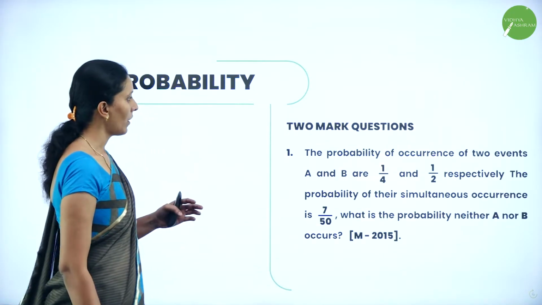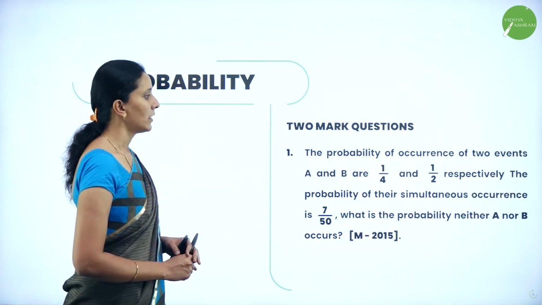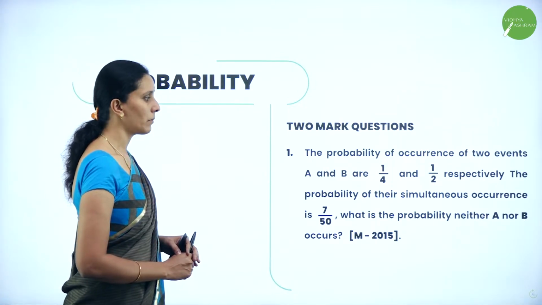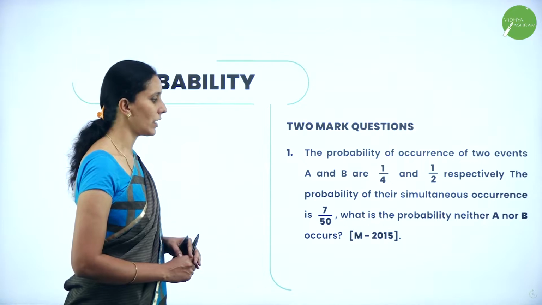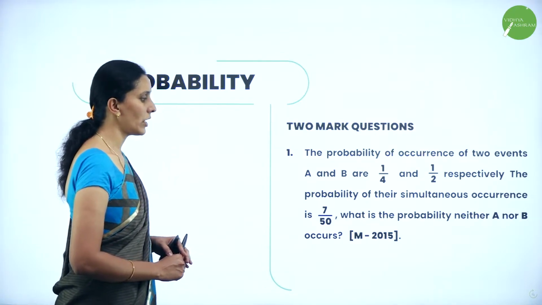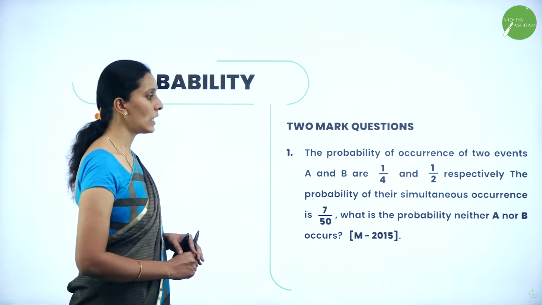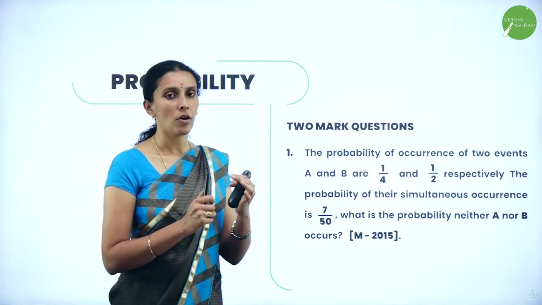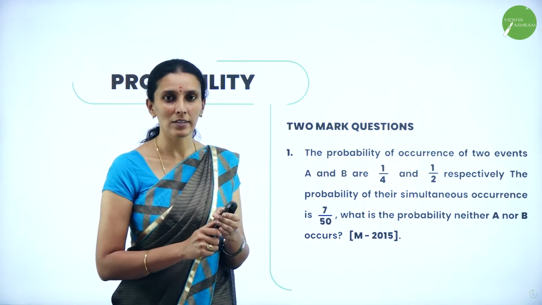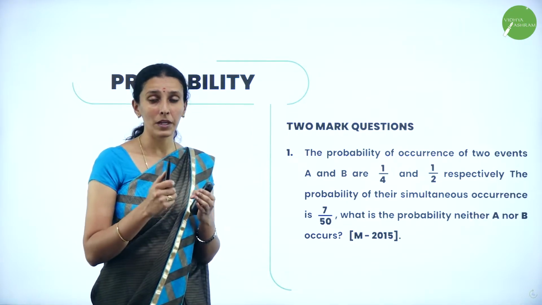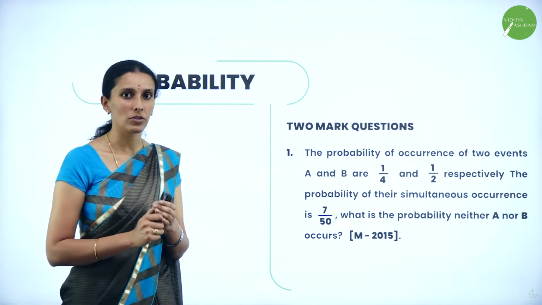First question, we are under 2 marks question here. The probability of occurrence of 2 events A and B are 1/4 and 1/2 respectively. The probability of their simultaneous occurrence is 7/50. What is the probability that neither A nor B occurs? So the questions on probability of mutually exclusive, conditional probability, probability of A or B carry 2 marks.